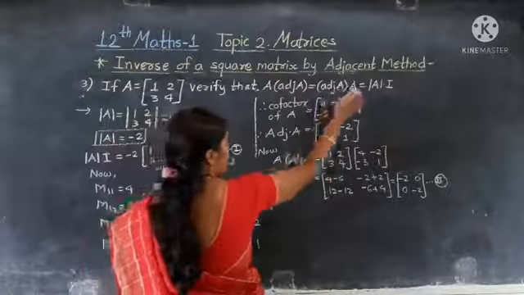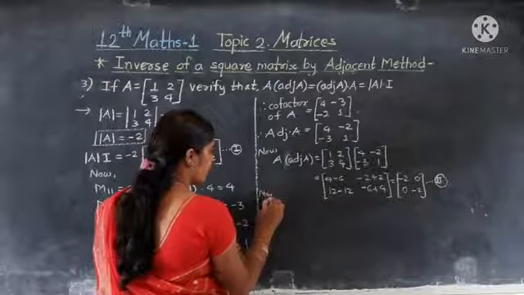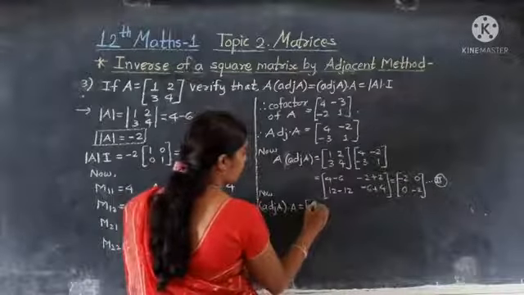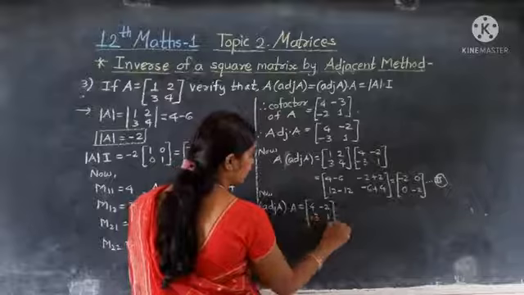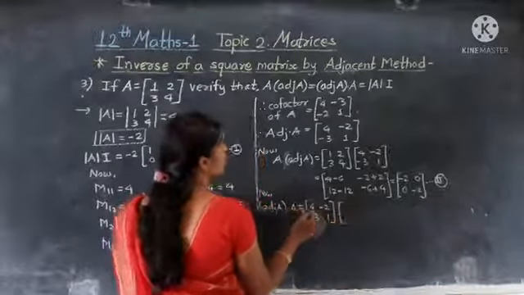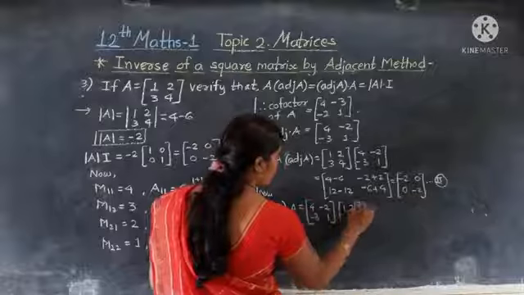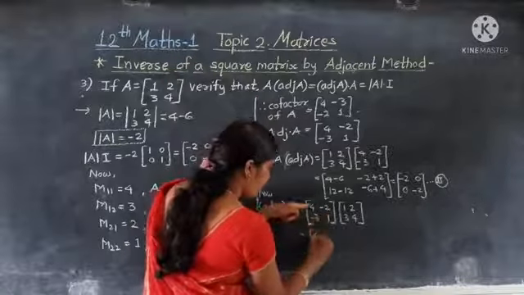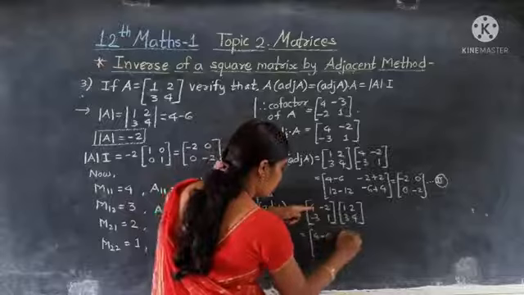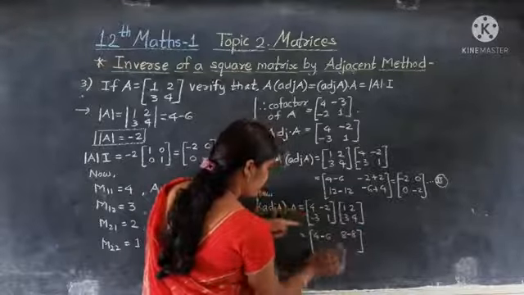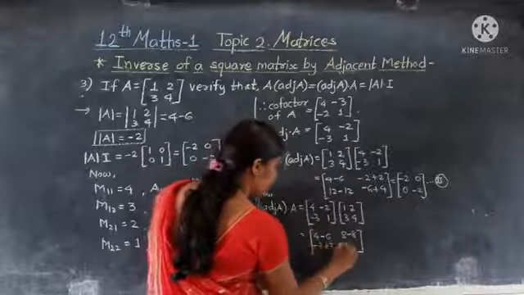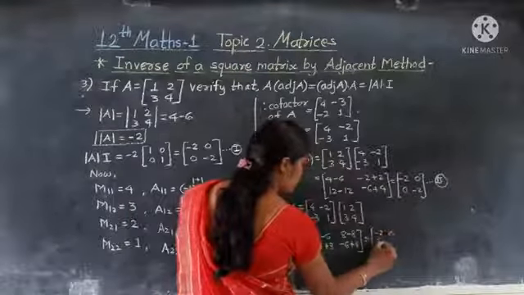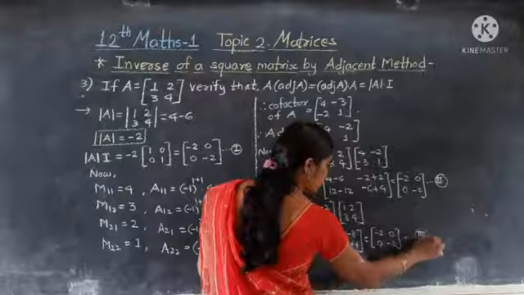Next you find adjoint of A into A. Now again, adjoint of A into A is equal to, what is the adjoint of A? [4 -2; -3 1] into, what is the given matrix A? [1 2; 3 4]. You find this. See what happens here. 4 ones are 4, -2 threes are -6. 4 twos are 8, -2 fours are -8. -3 ones are -3 plus 3. -3 twos are -6 plus 4, which is equal to [-2 0; 0 -2]. You call this equation number 3rd.